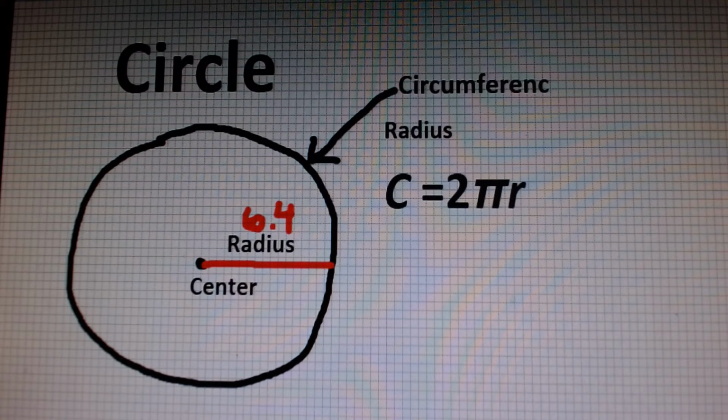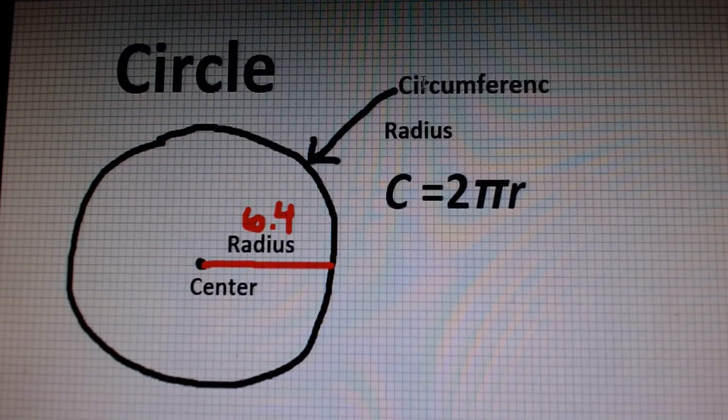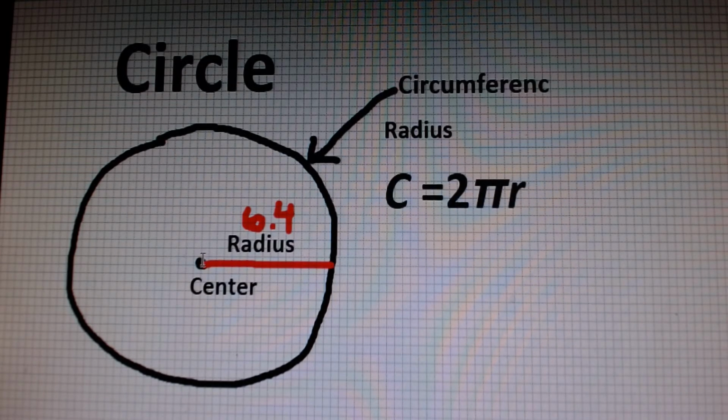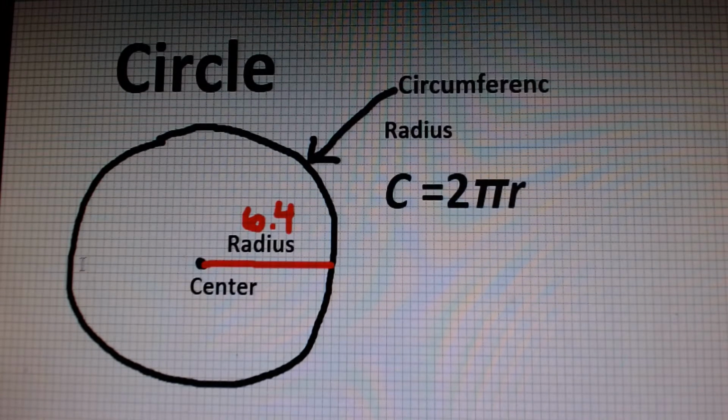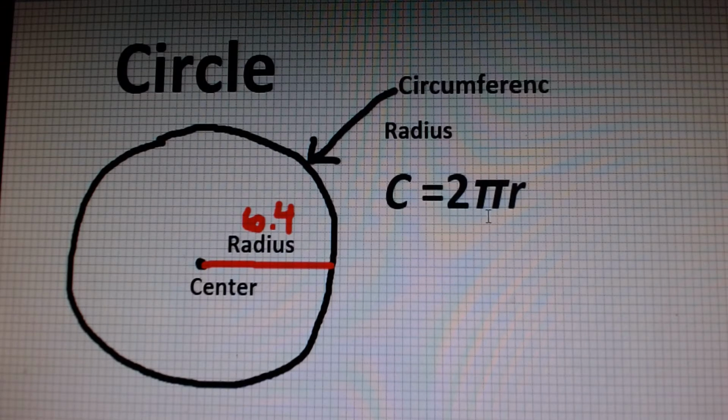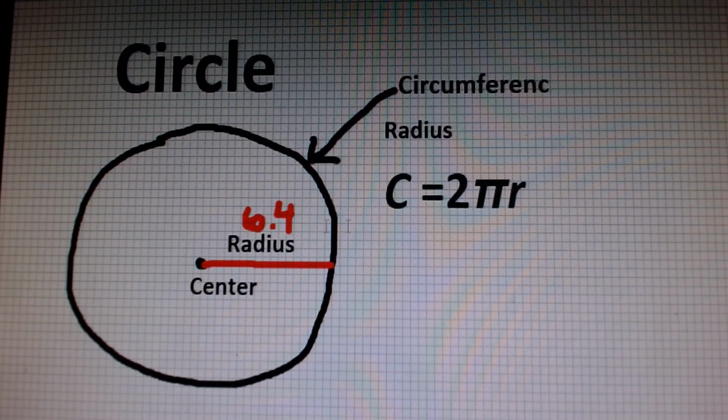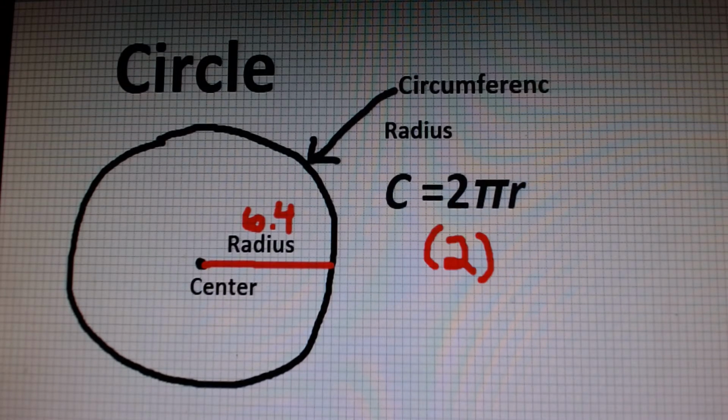Now to solve this, we'll use the circumference formula that deals with radius, which is C equals 2 pi r, where C is the circumference. 2, since it's half the distance of the diameter, we're going to multiply it times 2 to make up for the other side, times pi, which is 3.14, times the radius. In this case, it's 6.4. So let's put all that together.